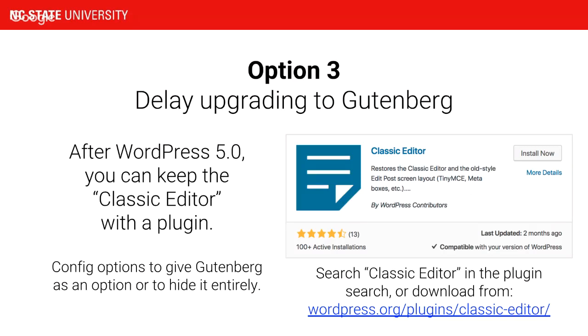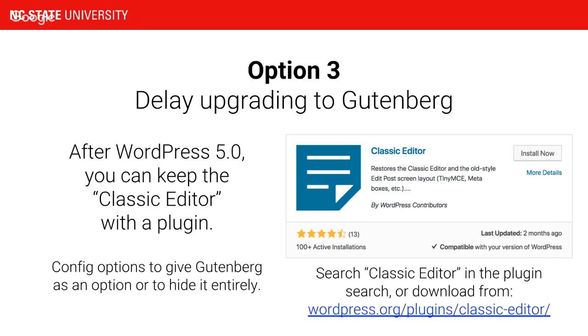So option three is delay upgrading to Gutenberg. And I will say that at this point, there are still some bugs inside of Gutenberg that our team is concerned about. There are still some accessibility concerns. So unless you are going to be the one using your site and you are confident that you can work around the bugs, and you're not too concerned about it, you could go for it and upgrade to WordPress 5.0 when it comes out and use Gutenberg.